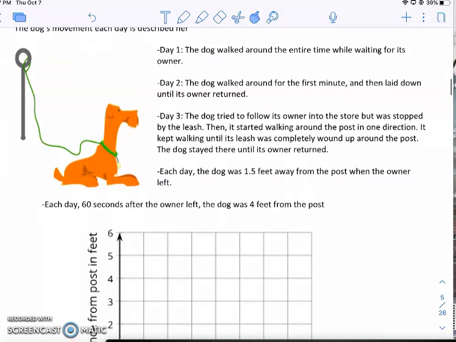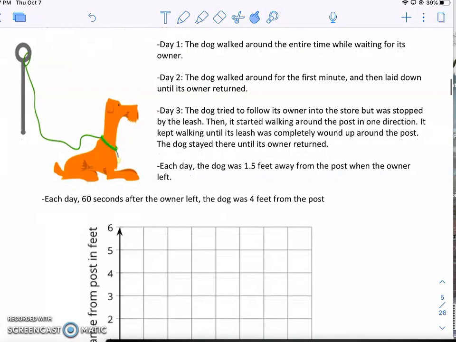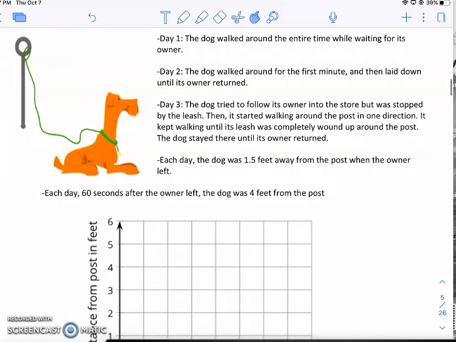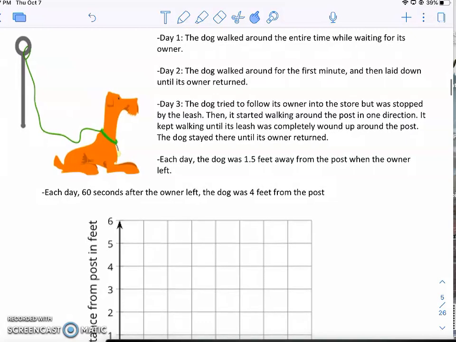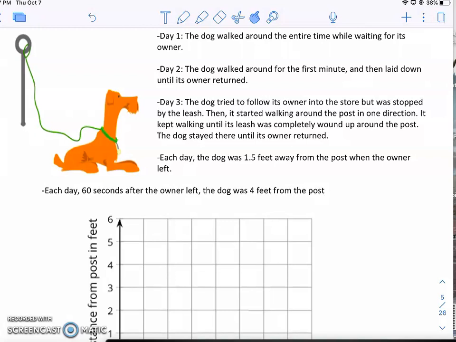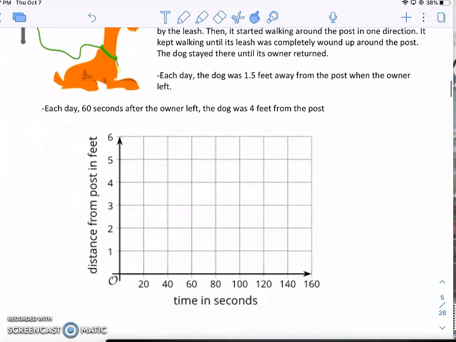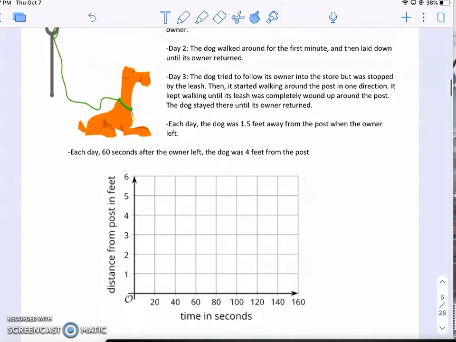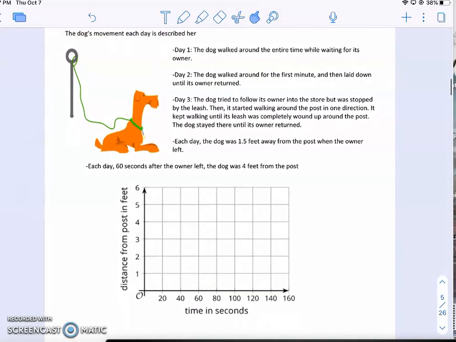Day 2, the dog walked around for the first minute, then laid down until its owner returned. And day 3, the dog tried to follow its owner into the store, but it was stopped by the leash. Then it started walking around the post in one direction. It kept walking until its leash was completely wound up around the post, and the dog stayed there until the owner returned. Each day the dog was 1.5 feet away from the post when the owner left. And each day, 60 seconds after the owner left, the dog was 4 feet away.